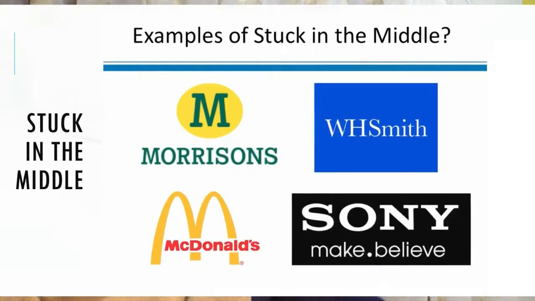So these are some examples of stuck in the middle companies like McDonald's or Morrisons, Sony, WHSmith. So these are companies categorized where people don't refer to them as very high valued, but also people don't refer to them as budget kind of places to shop as well. So it's kind of stuck in the middle.